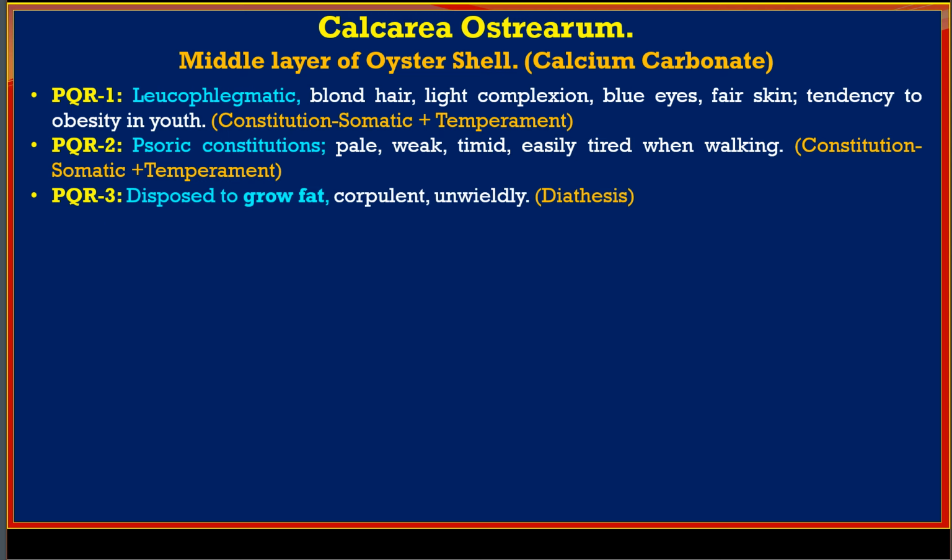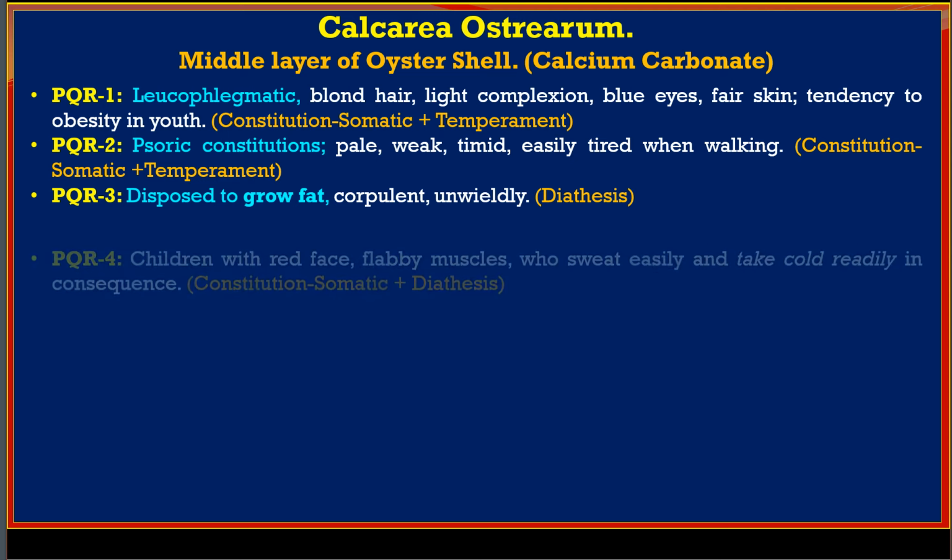Now we come to PQR 3, disposed to go fat, corpulent, unwieldy. This is a diathesis which we had already referenced in PQR 1. The patient is predisposed to obesity, childhood obesity, and currently we know that obesity is a predisposition to further secondary medical problems, like in the age group of 40s and 50s, hypertension, diabetes, osteoarthritis, gallstones, and you name it, and many lifestyle problems will come across.